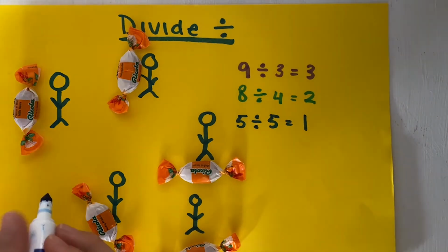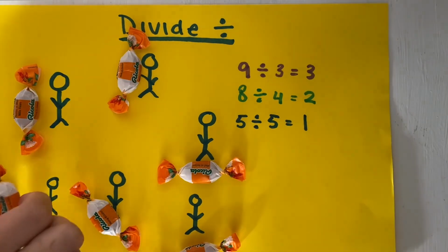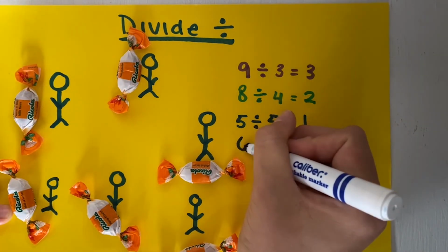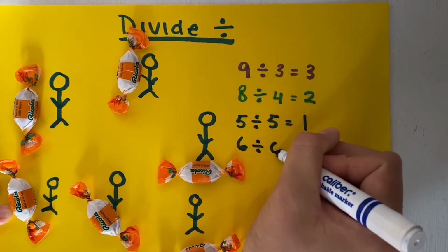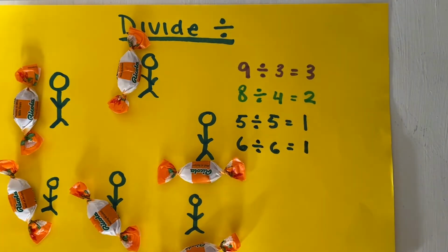So if I have 6 friends and I have 6 pieces of candy, it's going to equal 1. So any number divided by itself always equals 1.